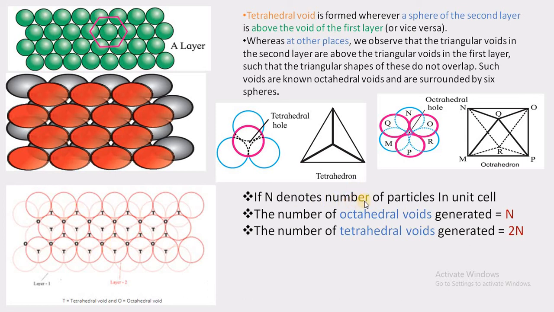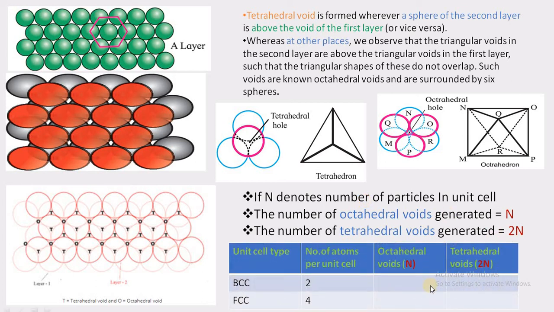If n denotes the number of particles in the unit cell, the number of octahedral voids generated is equal to n, and the number of tetrahedral voids generated is equal to twice n. That means if the number of particles is n, 2n tetrahedral voids and n octahedral voids are formed. In case of the BCC structure, the number of atoms per unit cell is 2, hence octahedral voids will be n, that is 2, and tetrahedral voids will be 2n, that means 4 tetrahedral voids and 2 octahedral voids are there.